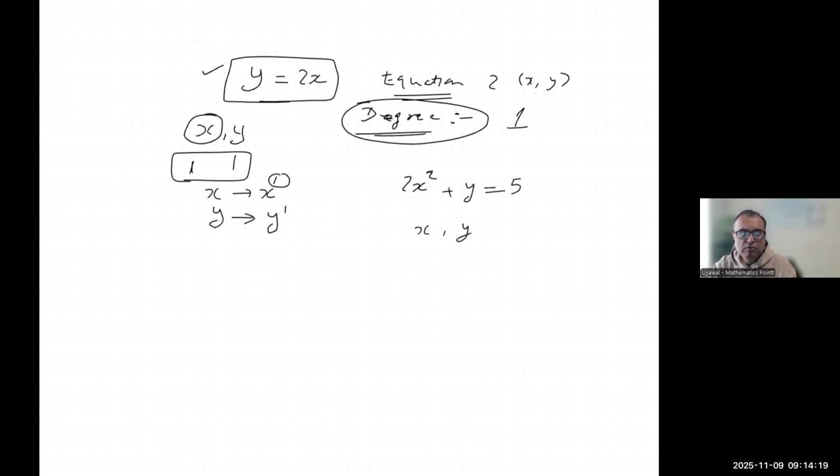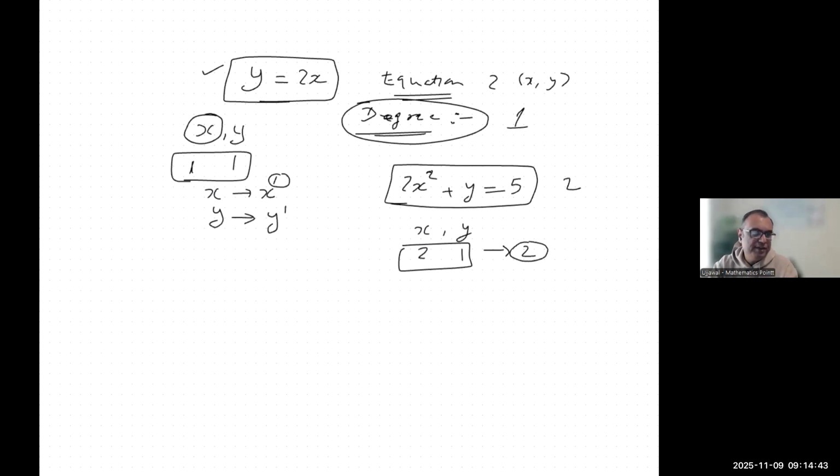What is the power of x? The power of x is 2. What is the power of y? The power of y is 1. Which out of the two numbers is a higher number or a bigger number? It is 2. So the degree of this particular equation is 2, the highest power of any variable sitting in that expression or equation. You getting my point now? Yes or no? So that's the degree.